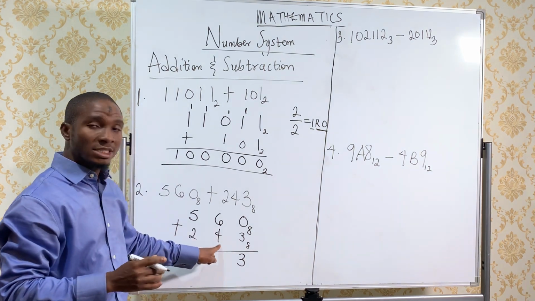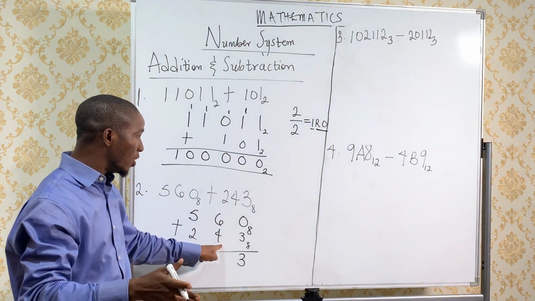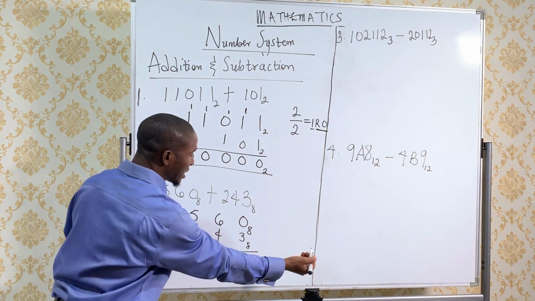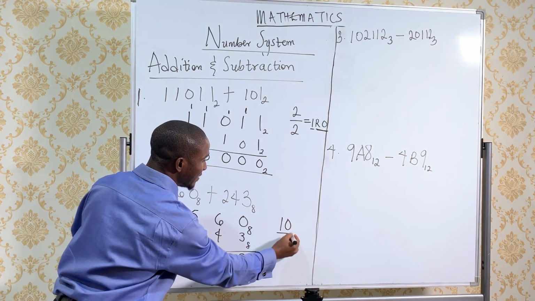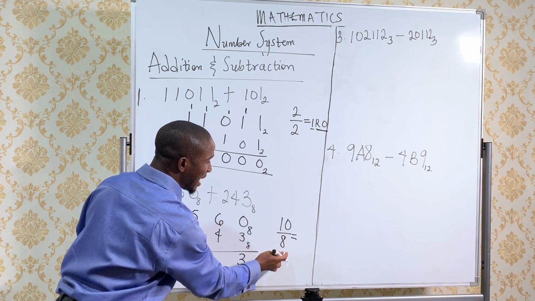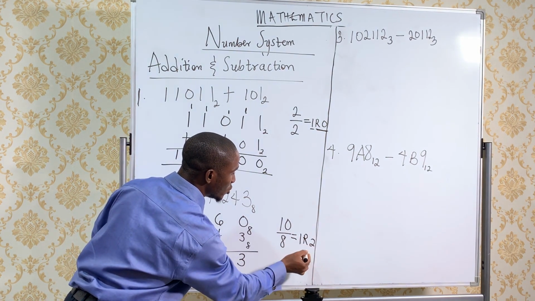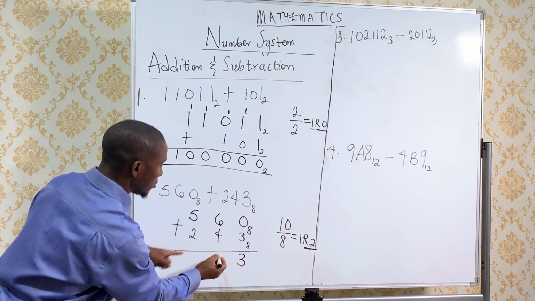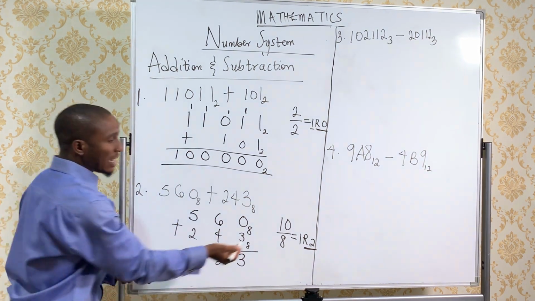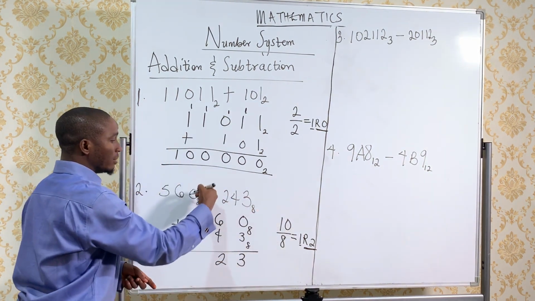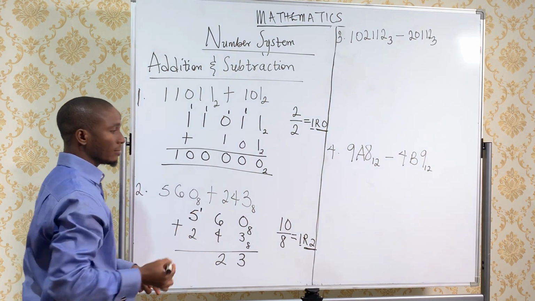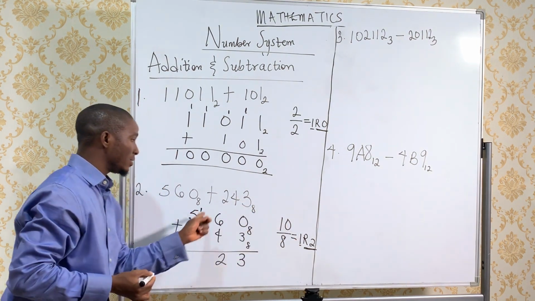6 plus 4 is 10, so you cannot put down 10 because you are dealing with base 8. So you come to that side of the board, 10 divided by 8. How many 8s can we see in 10? That will be 1, remainder 2. So you put down the remainder, which is 2, and you carry this 1, the whole number, to the next number.